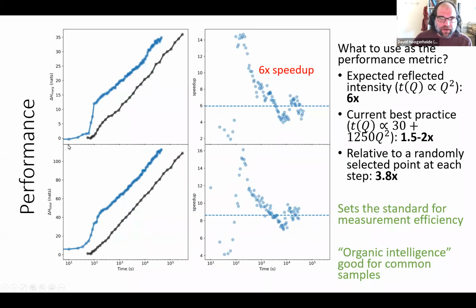So let's actually talk about how well we do. How do you actually measure the performance of an algorithm like this? Because you want to make sure you're doing better than your typical measurement would be. The naive way of measuring a reflectivity curve would be to just say, well, it drops off as q to the fourth. I open my collimation, so I get a q squared back. So my measurement time at each point as a function of q is going to be q squared. And if you naively do this, and you run your autonomous measurement, that's the blue curve here, then your control measurement is the black curve.